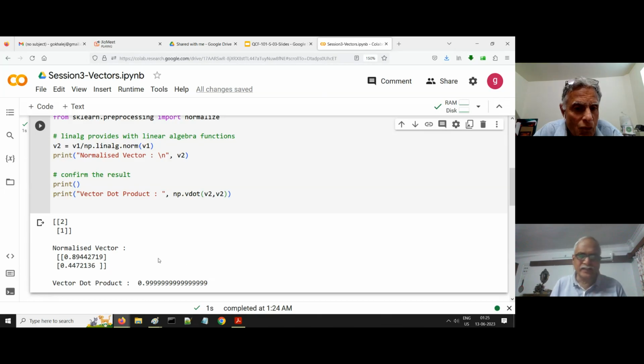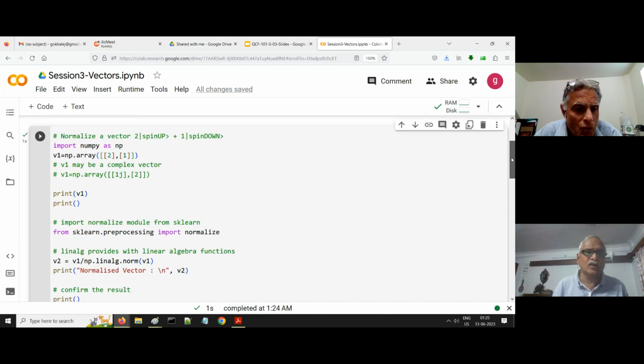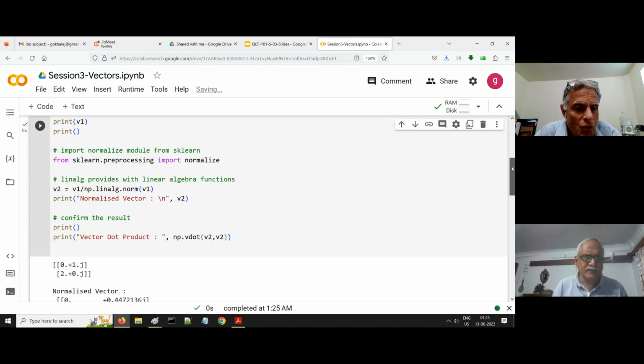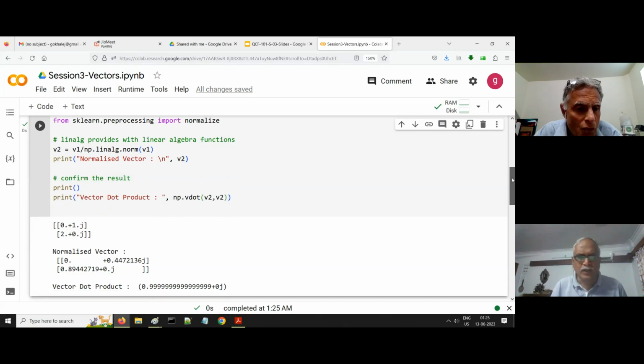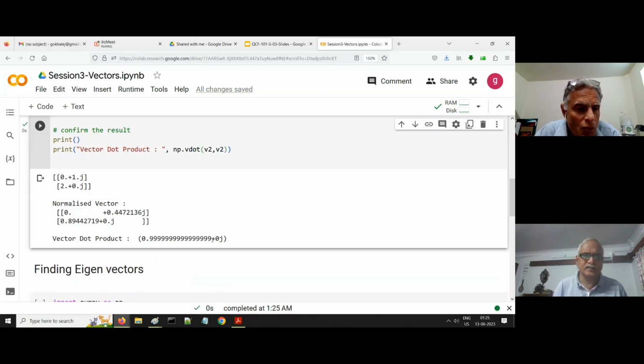Right. So that means the vector is indeed normalized, and this is also true even if you want to take a complex vector. So here I just uncomment this statement and now you have v1, which is a complex vector, and the thing is absolutely the same. If I run this cell, you see once again a display of this complex vector, and this is now normalized. When I take the dot product of that, I once again see this will be my value.